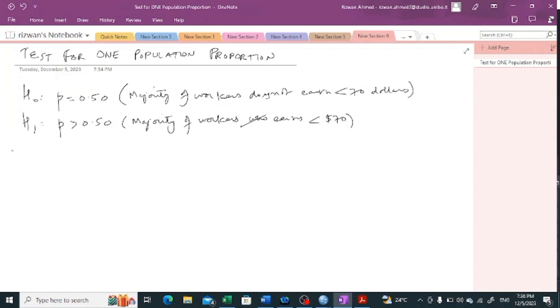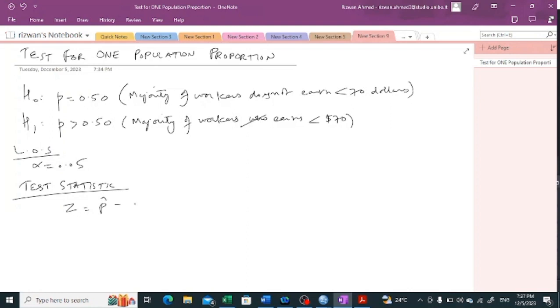Okay, so now the level of significance alpha equals 0.05. Since we are performing a right tail test, because the greater than sign is mentioned in the alternative hypothesis, there is no need to divide alpha by 2. The test statistic is z, and we are going to follow the classical approach of hypothesis testing in this case.